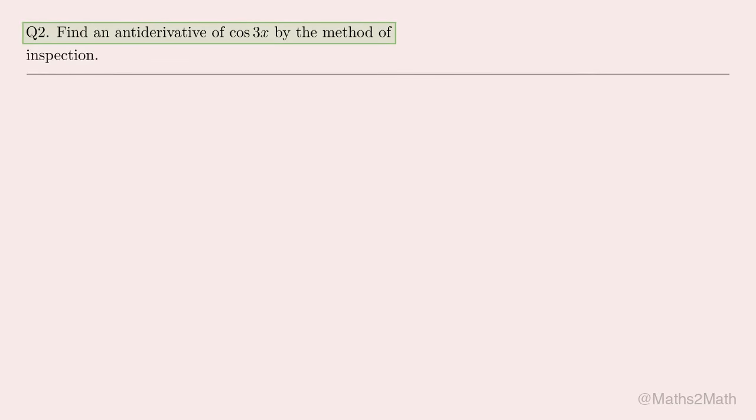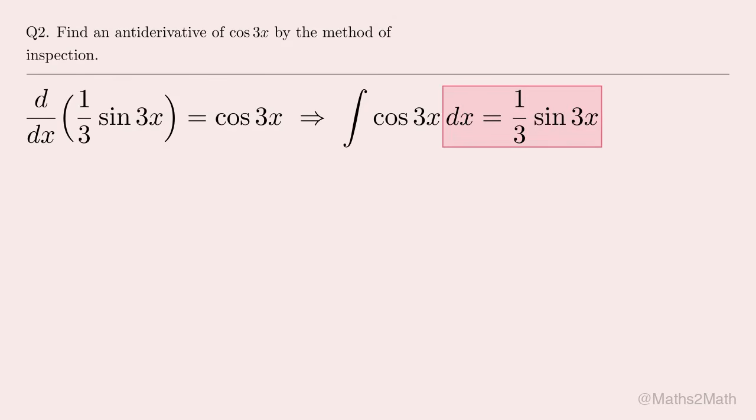Question 2, cosine 3x this time. Sine of 3x differentiates to 3 cosine 3x, so divide by 3. Adjust the coefficient.